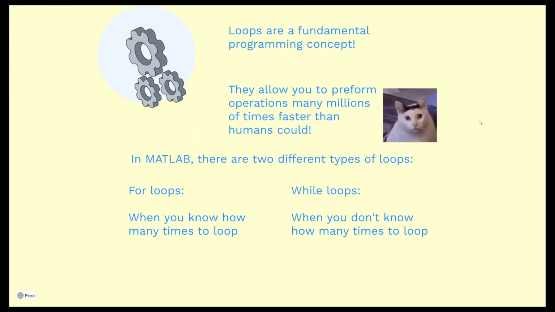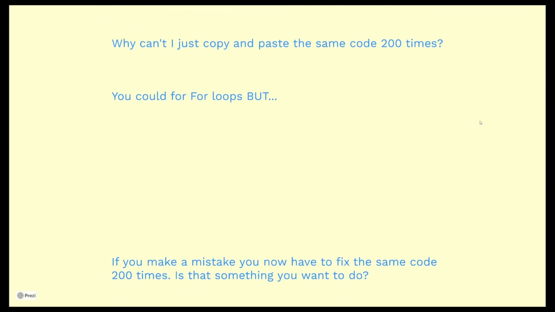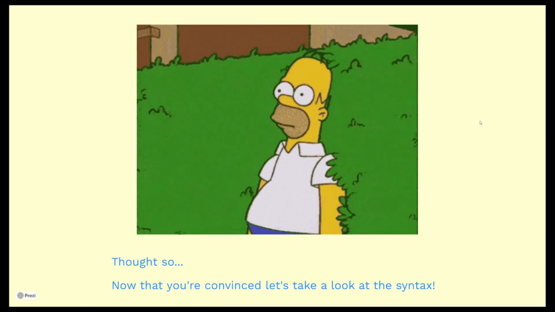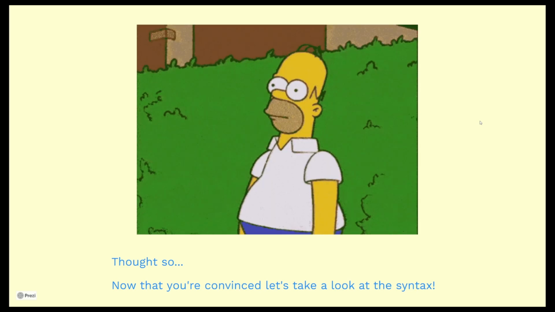In MATLAB, there are two different types of loops: for loops, for when you know how many times you want to loop, and while loops, when you don't know how many times you want to loop. Why can't I just copy and paste the same code 200 times though? Well, you could do that for loops, but if you make a mistake, you now have to fix the same code 200 times. Is that something you want to do? Yeah, I thought so. Well, now that you're convinced, let's take a look at the syntax.